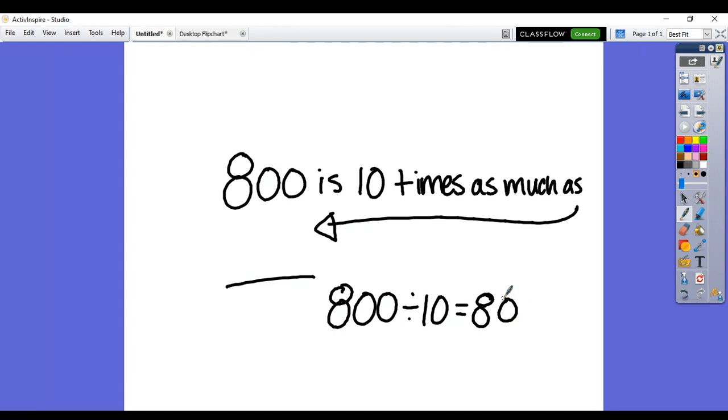And that would make sense because 800 is 10 times as much as 80, right? I can check myself up here. 80 times 10 would give me 800. So it's important that you guys double check yourself just to make sure you got the right answer.